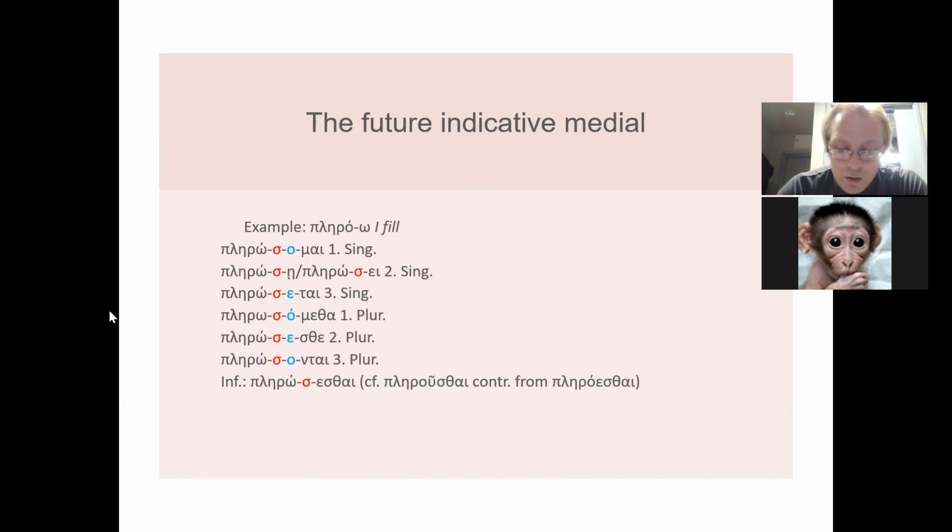And the future medial infinitive is plerosesthai, which again is identical with the present variant, apart from the fact that there is a contraction in the present medial infinitive, which causes this form to be plerousthai rather than pleroesthai. But we will deal more thoroughly with contracted verb forms in connection with a later lecture.